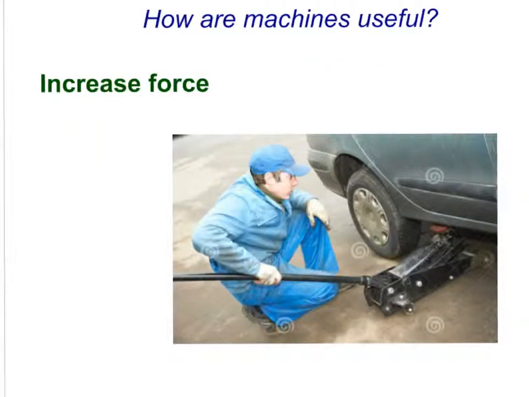Some machines are useful because they increase force. This car jack is an example of that. It increases force, but it decreases speed. The upward force that is exerted by the car jack is greater than the downward force that you exert on the handle, but you definitely are moving the car jack handle faster than you lift the car.